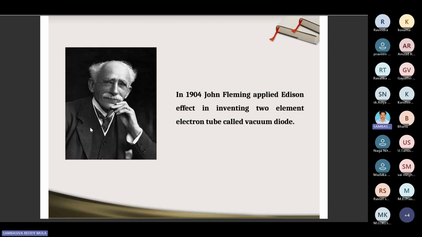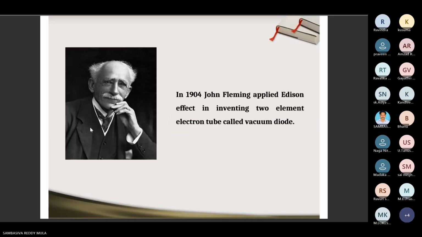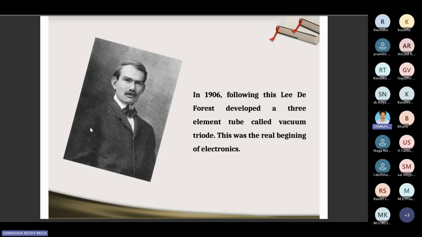Vacuum diode. If the vacuum tube has two elements, then it is called a vacuum diode. If it has three elements, it is called a vacuum triode. Triode means the number of metallic contacts: 2 elements, 3 elements, like that. Diodes, triodes. So this scientist developed a 3-element vacuum tube called the vacuum triode.